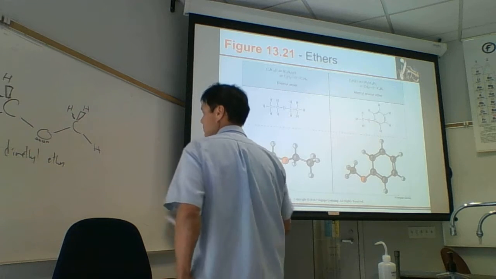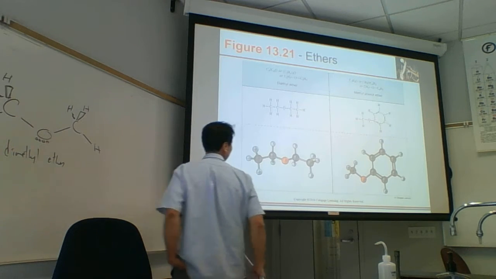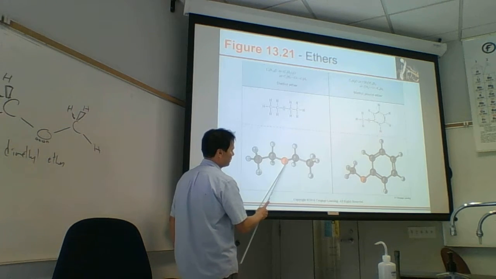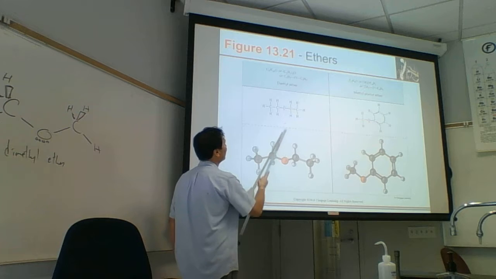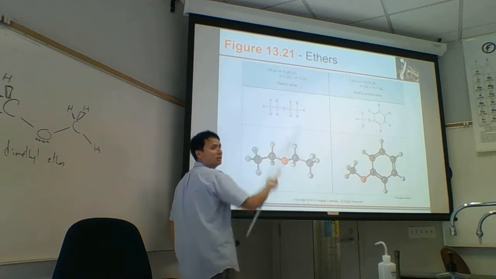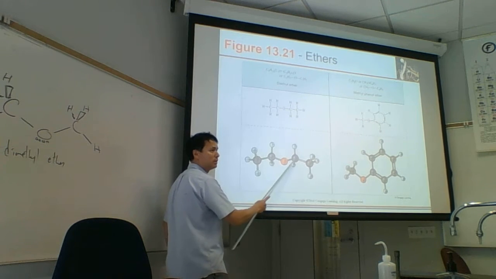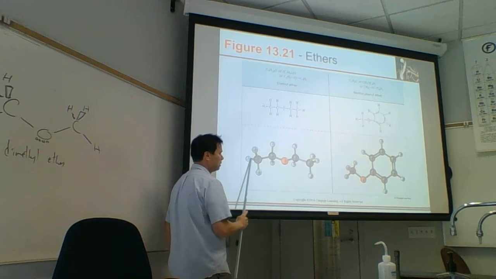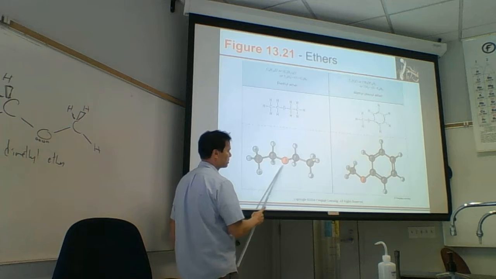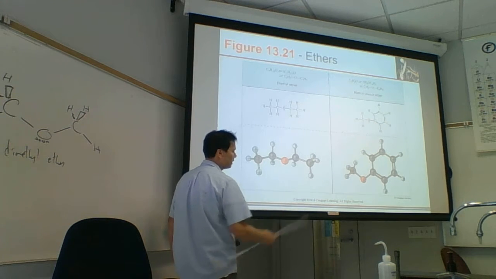Do you recall this was dimethyl ether, but this is not dimethyl ether. Do you know what this is? Diethyl ether. It has 2 ethyl groups, one here and one here. Ethyl groups are CH3CH2, two-carbon hydrocarbons. So diethyl ether.